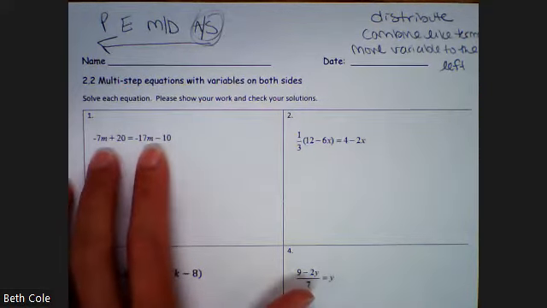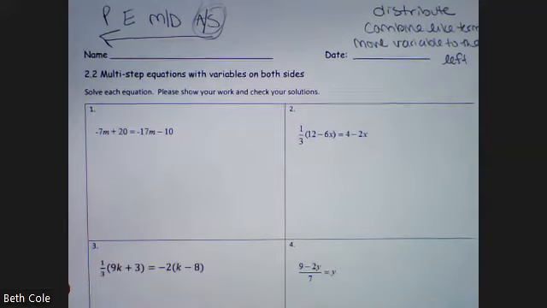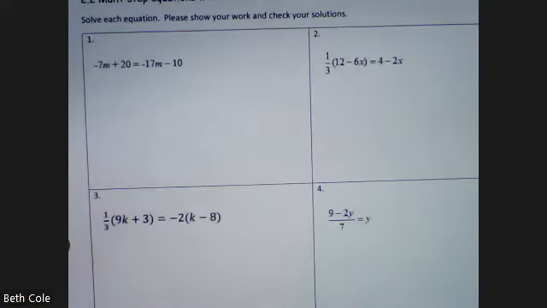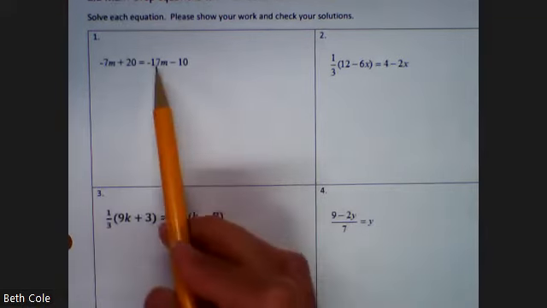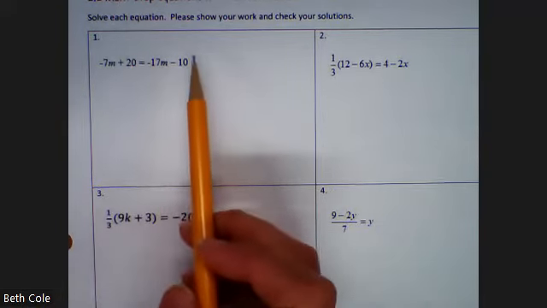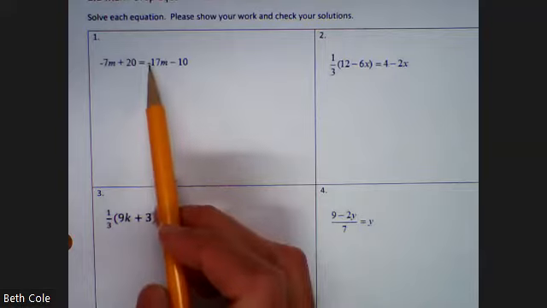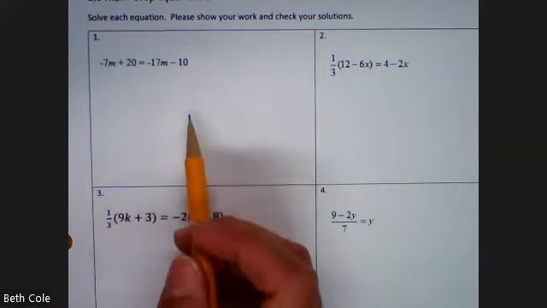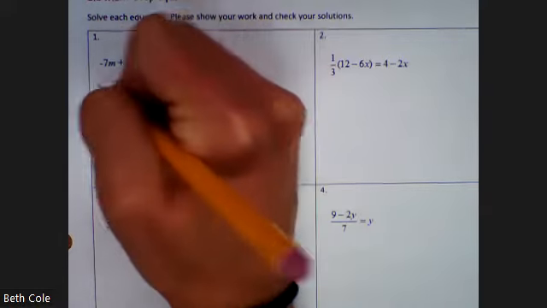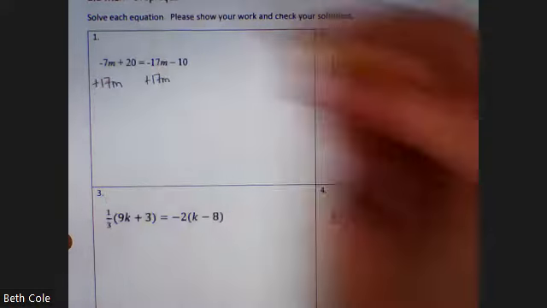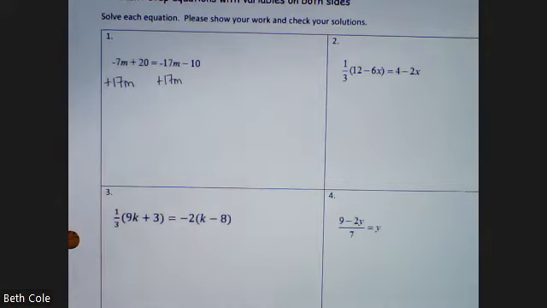Looking at the first one, I don't see any parentheses, so I don't need to distribute. It's not super long, so I don't need to combine like terms. We're going to get the variable all to the left side. So how would I remember? You want to undo what's there. How would you undo a minus 17m? Yeah, add. So plus 17m, and you want to line them up. Do you see how when I wrote it on the other side, I wrote it below the other m's?